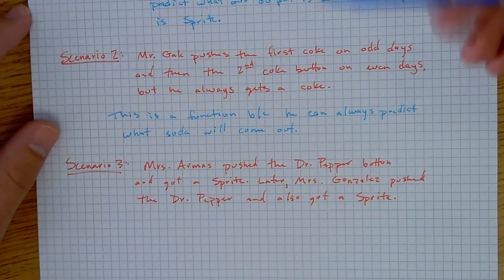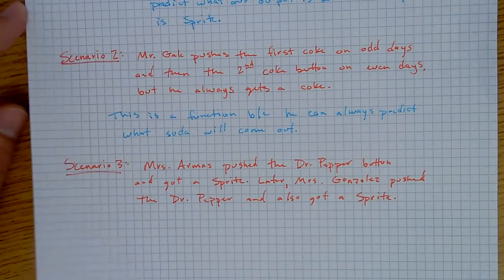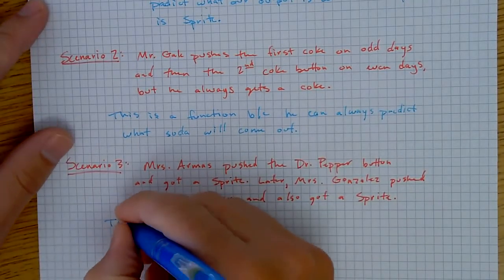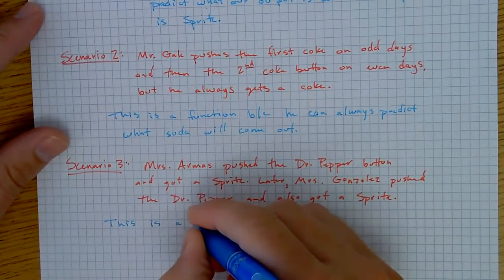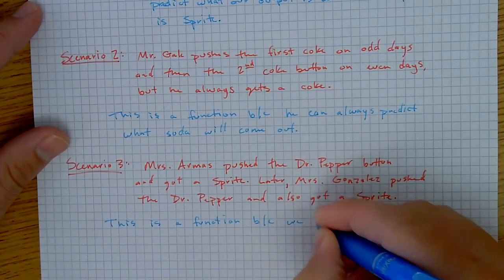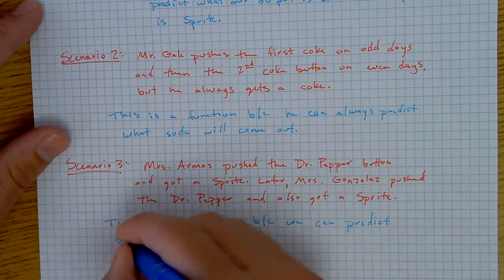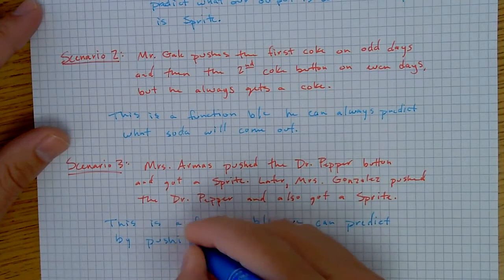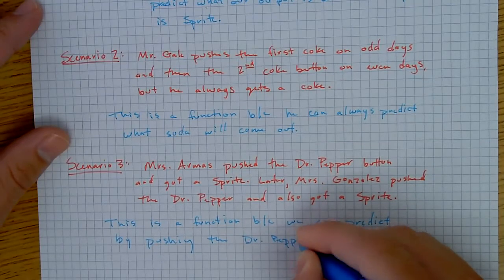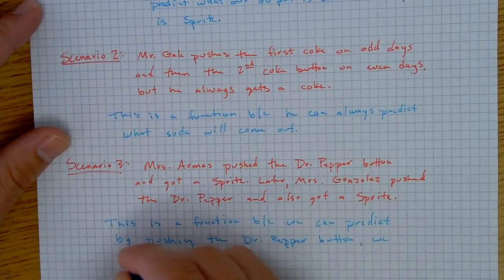So a little confusing here because we're kind of getting the wrong product. However, if we're consistently always getting the wrong product, then we should be able to predict what's going to come out. So we will say this is a function because we can predict that by pushing the Dr. Pepper button, we will get a Sprite.